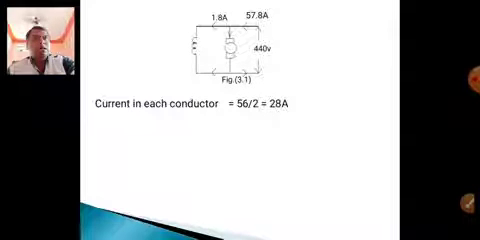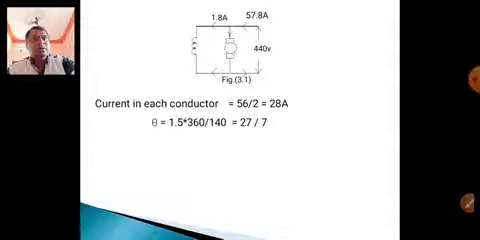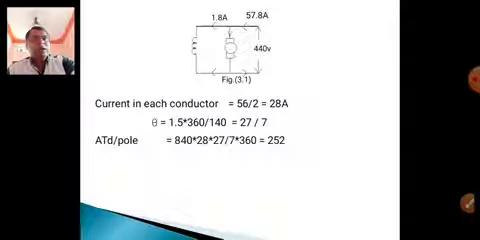So the current in each conductor is 56 by 2, because Z by P, IA by 2, sorry. Now the 2 conductors consist of a singleton, so 56 by 2, that is 28 amps. Theta equal to 1.5 degrees by 360, into how many segments? 140 segments. So we will multiply with the segments.